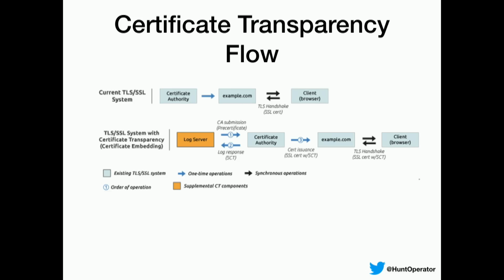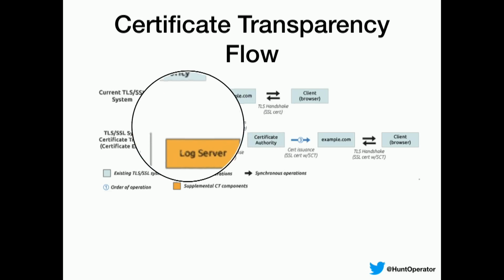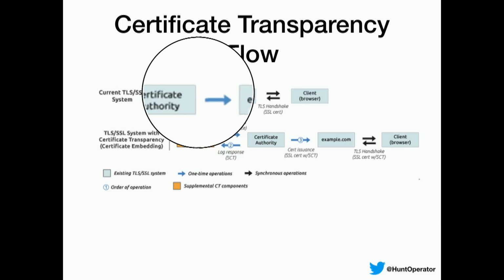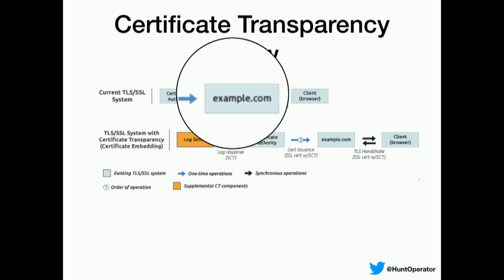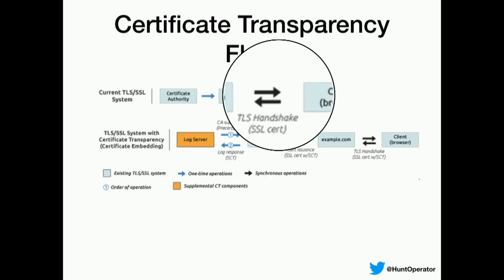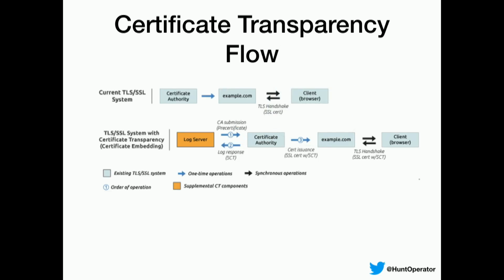As a refresher for the certificate transparency flow, in our current TLS or SSL system, you have a certificate authority. They issue a certificate for example.com. Then when you go and visit example.com, your client does the exchange for the SSL cert. That's what we have today. Chrome has enforced certificate transparency. So if a domain is not compliant with certificate transparency, now you'll get that error, like, hey, be careful. This could be a dangerous site.